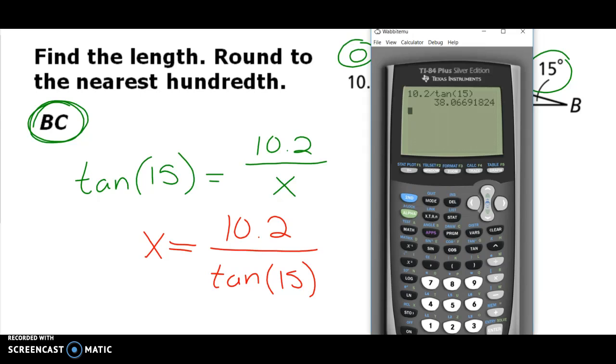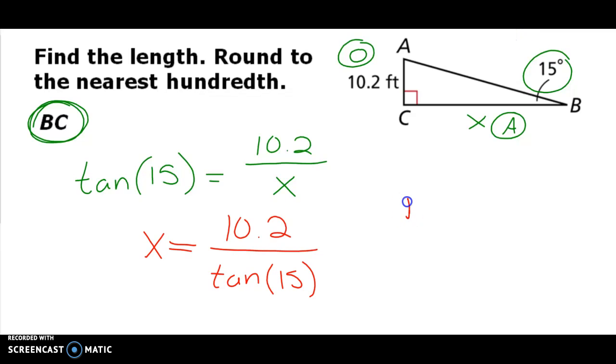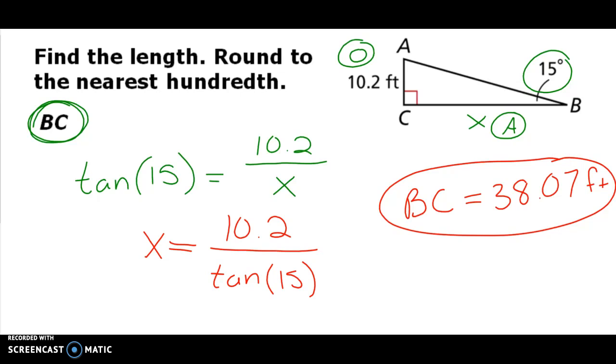Now it says round to the nearest hundredth. So if we're rounding to the second decimal place, we have to look at the third one. And it's a 6, so what do we have to do? Round it up. So our final answer will be 38.07. So BC equals 38.07 feet. We just use trig to find a side. Just type it in. I just did it.